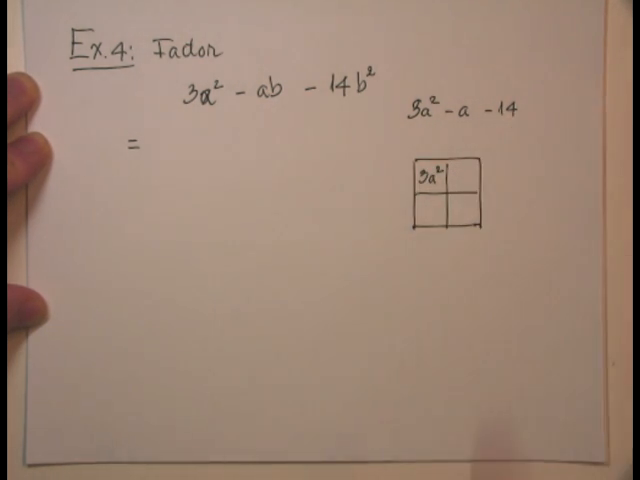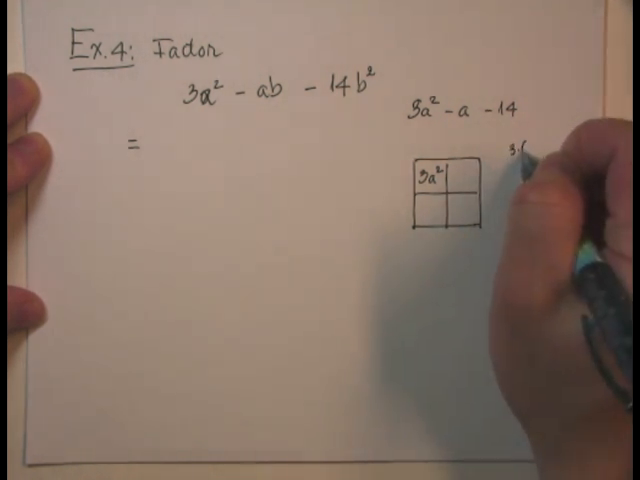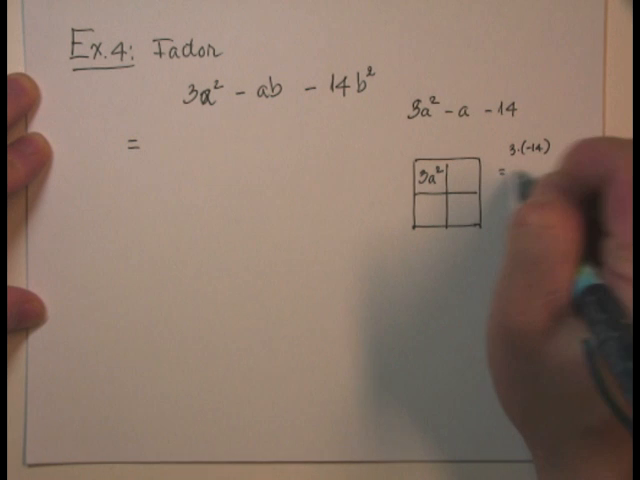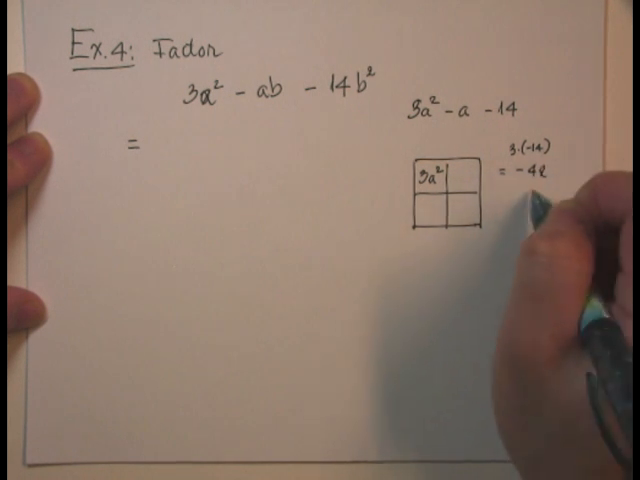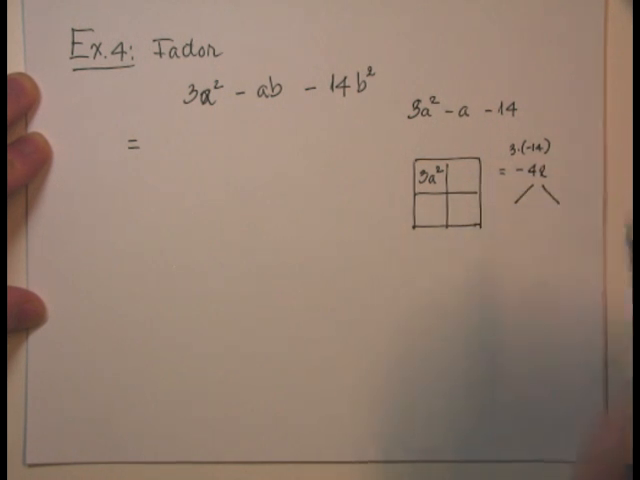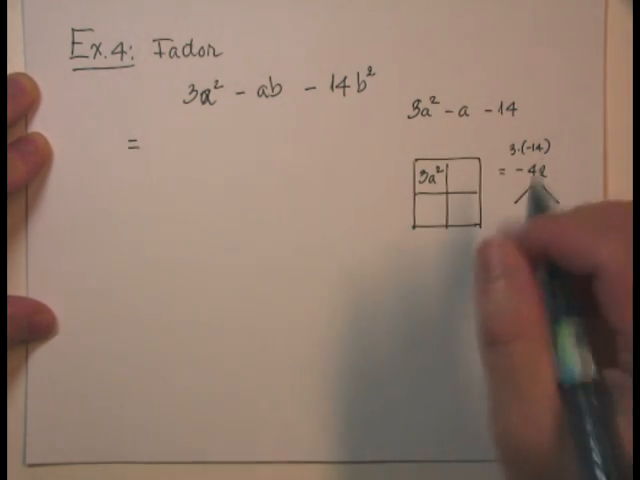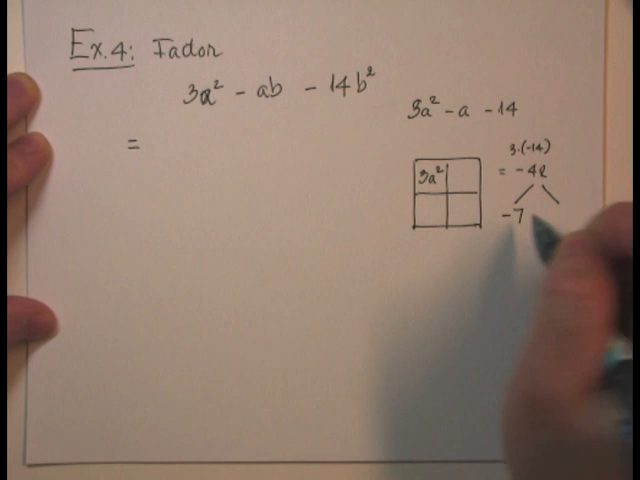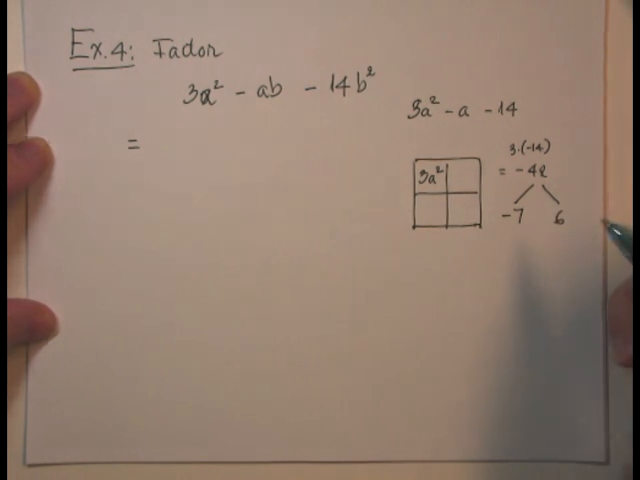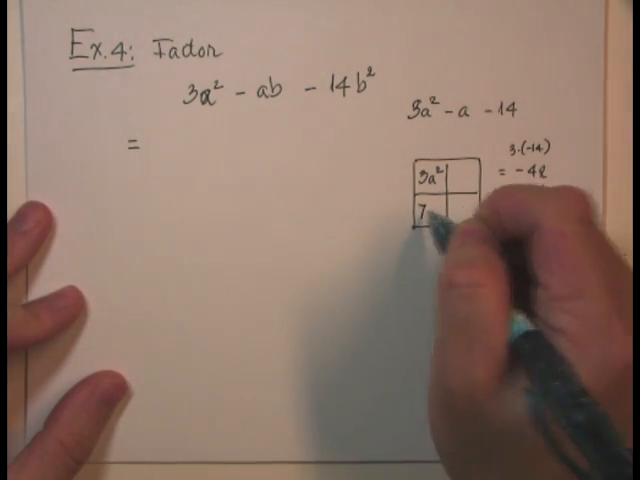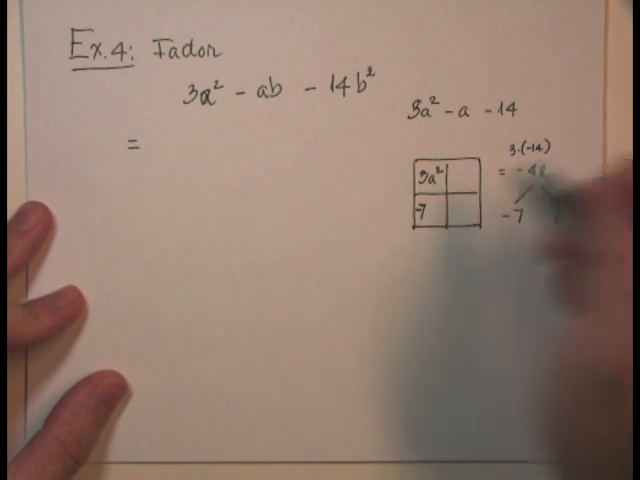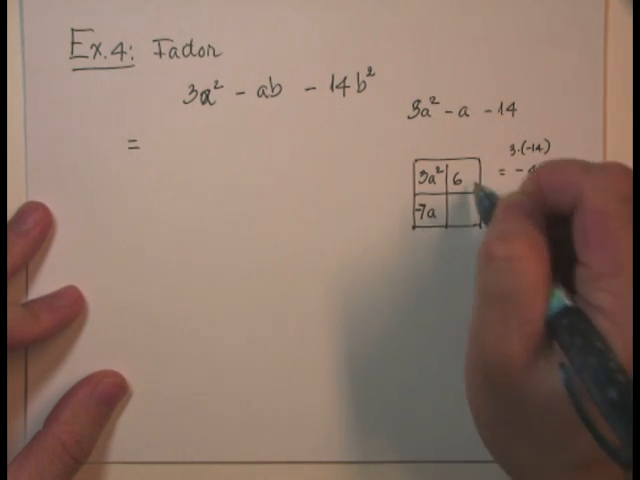3 times negative 14 is going to give me negative 42. And now I'm going to need to find two factors of negative 42 that would sum to negative 1. So the two factors would be negative 7 and positive 6. And here's where I'm going to put them: negative 7 and 6, with the a.